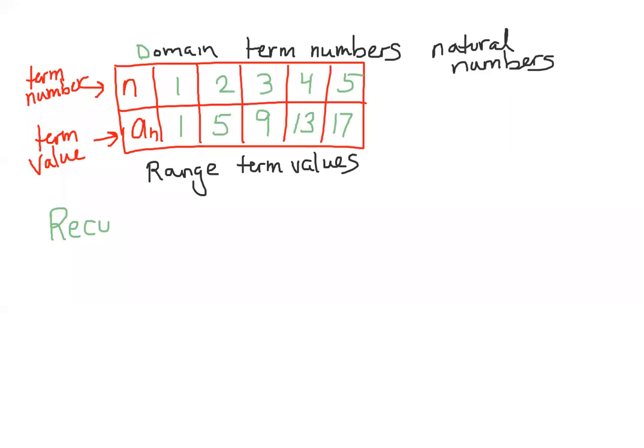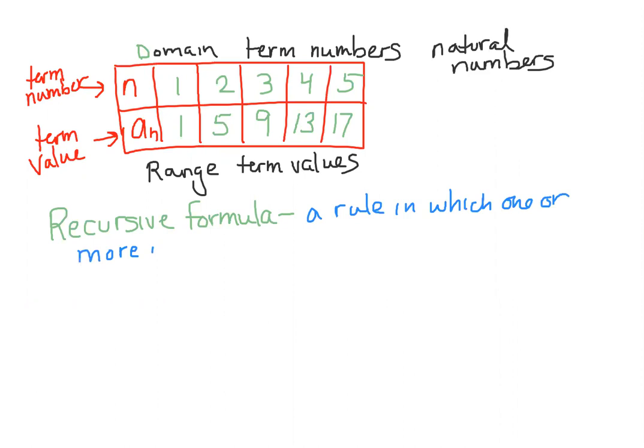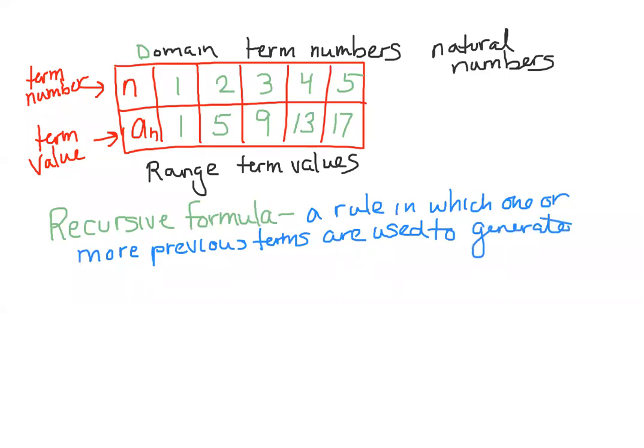Okay, so now we're going to look at an actual formula for a sequence, and we're going to start with a formula called a recursive formula. A recursive formula is a rule in which one or more previous terms are used to generate the next term. This will make more sense when we look at an example.